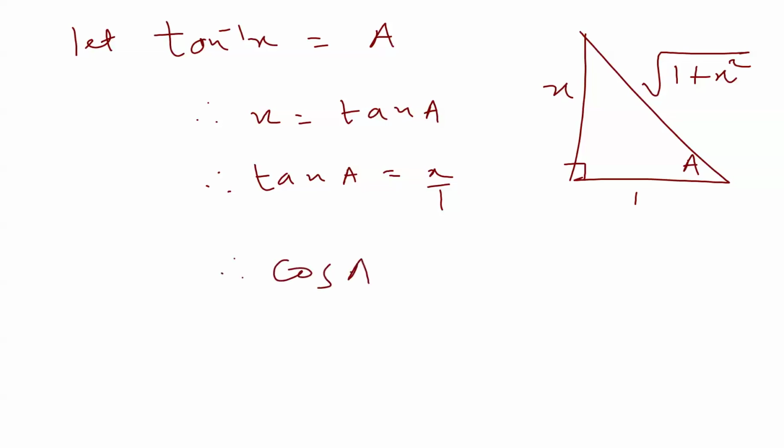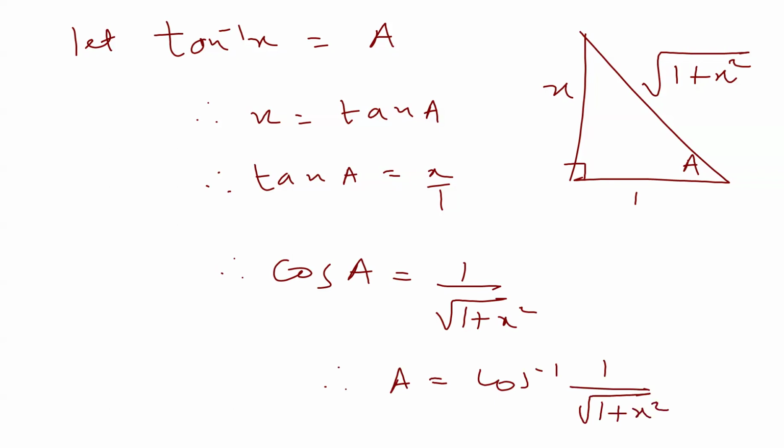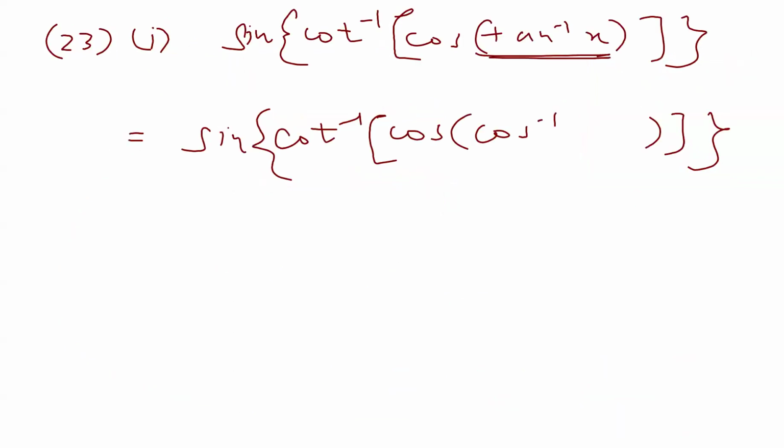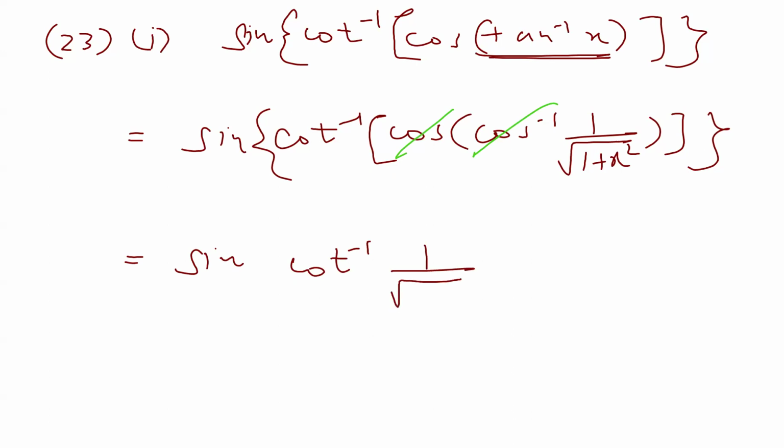Therefore, cos a. We require cos inverse. So cos a is equal to 1 upon root of 1 plus x square. Therefore, a is equal to cos inverse of 1 upon root of 1 plus x square. So tan inverse x is nothing but cos inverse of 1 upon root of 1 plus x square. So cos and cos inverse are getting cancelled. So this is sine of cot inverse of 1 upon root of 1 plus x square.